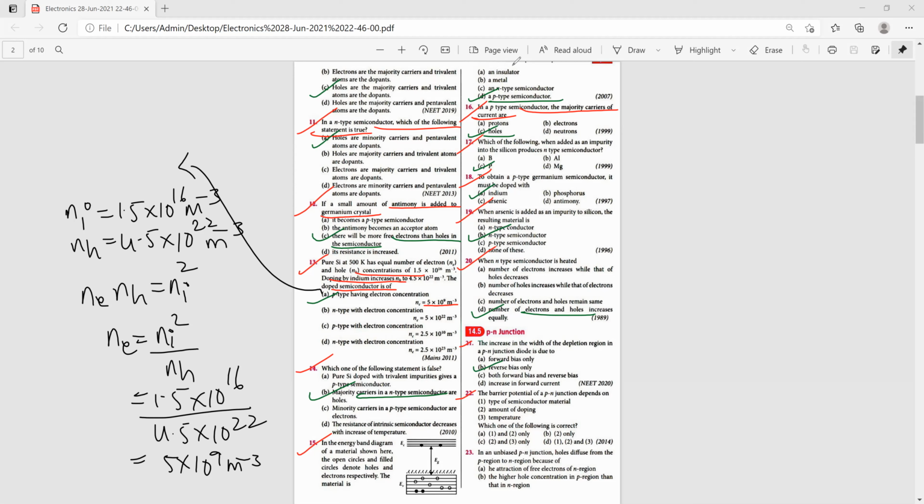22, the barrier potential of a PN junction depends on the type of semiconductor material, amount of doping, and temperature. They have given three factors. Which of the following is correct? The barrier potential depends on the type of semiconductor, that is, for silicon it is 0.7 volt and for germanium it is 0.3 volt, and also on the amount of doping and on the temperature. Therefore, this one is the right answer.